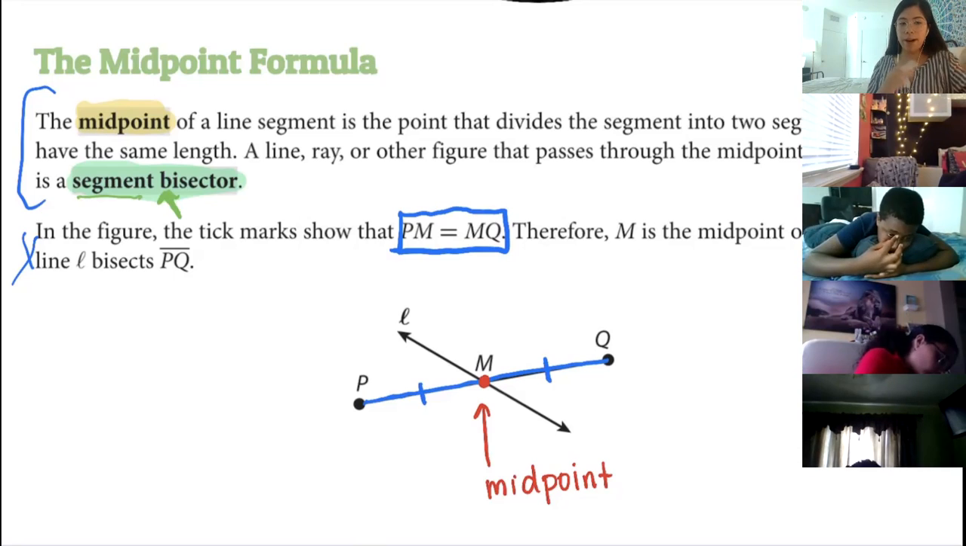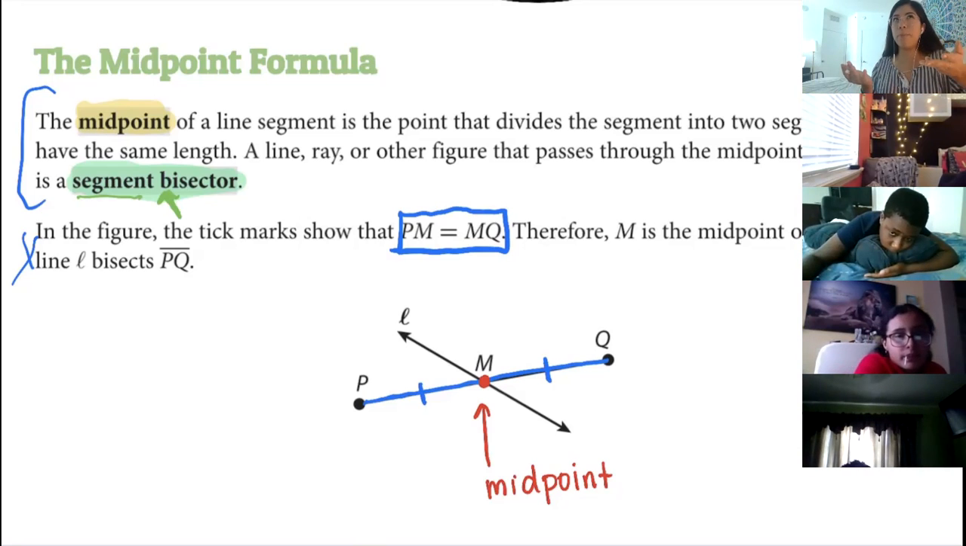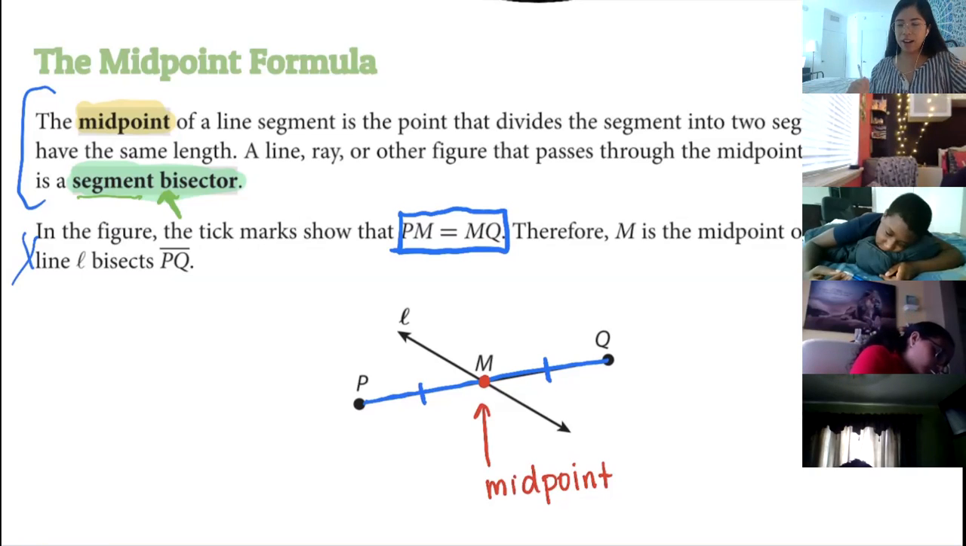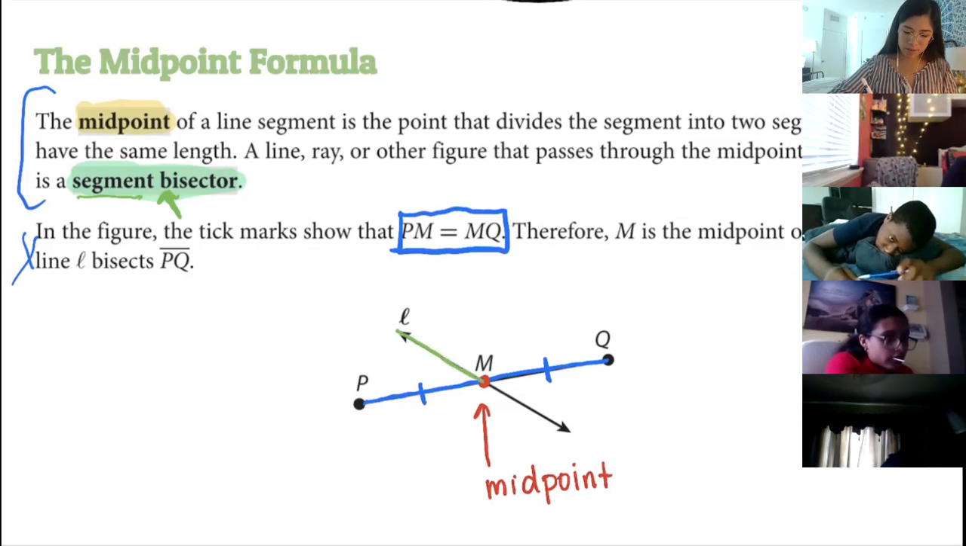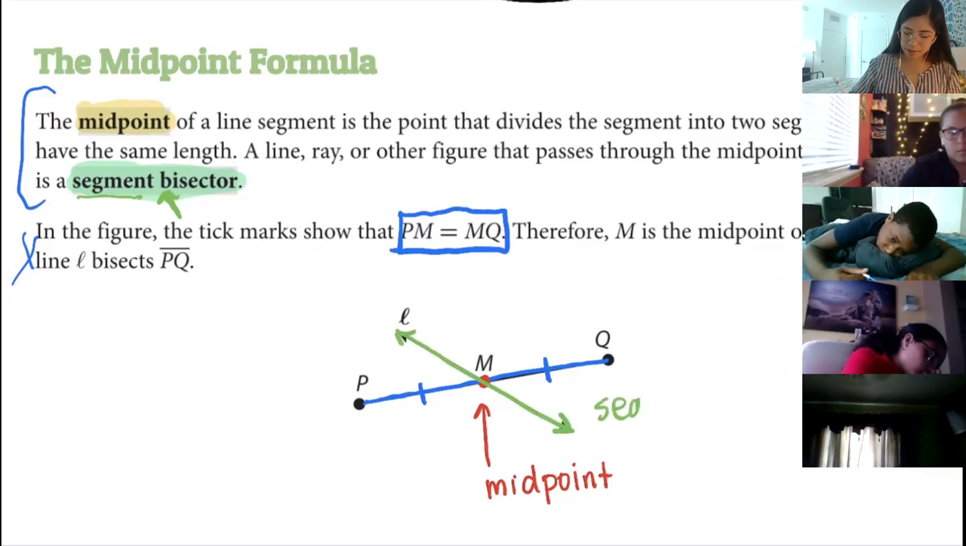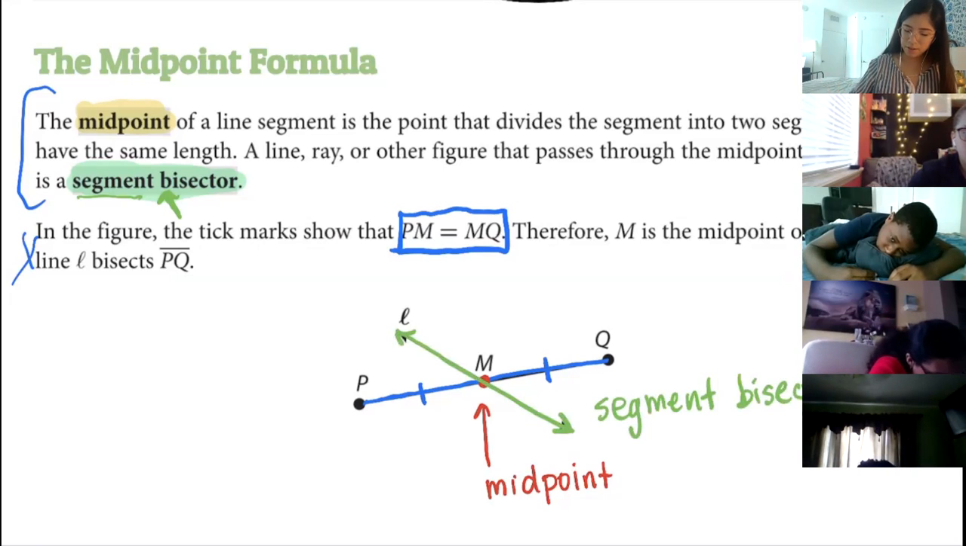Bisect, okay? To bisect, what word does bisect kind of sound like? Dissect. Yeah, dissect. And when you dissect something, what are you doing? You're splitting it. Exactly. You're separating it, cutting it. So a segment bisector splits something into two equal parts. So in this case, this line over here, line L, is my segment bisector because it's cutting the other line into two equal parts.